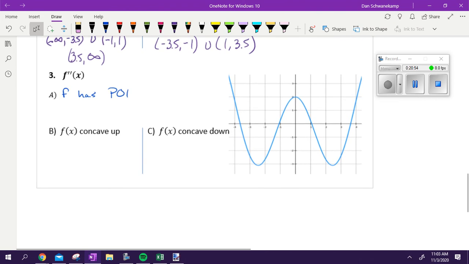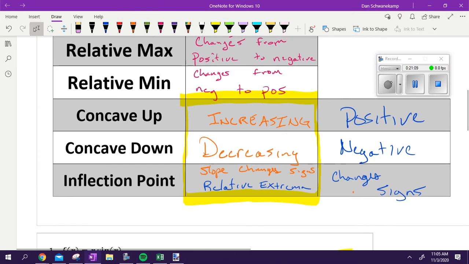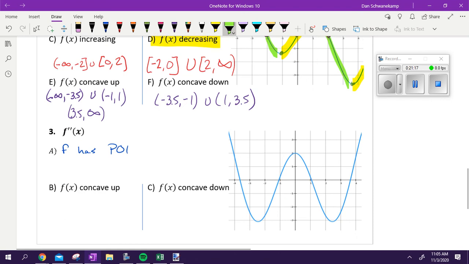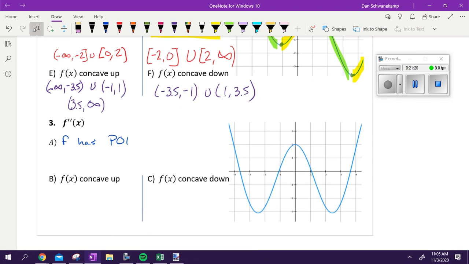Try the last one. F double prime. Answer those questions. Go. F has a point of inflection. What needs to happen on F double prime for F to have a point of inflection? F double prime just needs to change signs. Inflection point is when F double prime changes signs. We're right here. Okay, on that guy. F double prime changes signs. So, Michael, when do you have a point of inflection here?